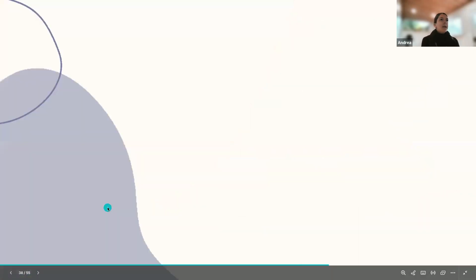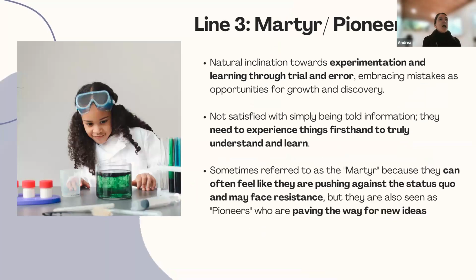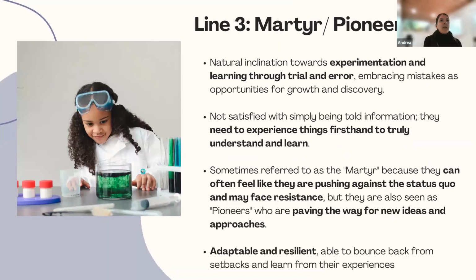Line 3 is often referred to as the martyr or pioneer. Line 3s, based on human design, are said to be the ones that really like to experiment and learn through trial and error. They are often not satisfied with simply being told information. They need to experience things firsthand to learn it for themselves.